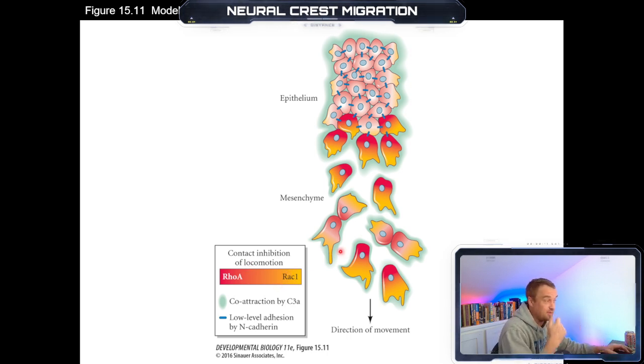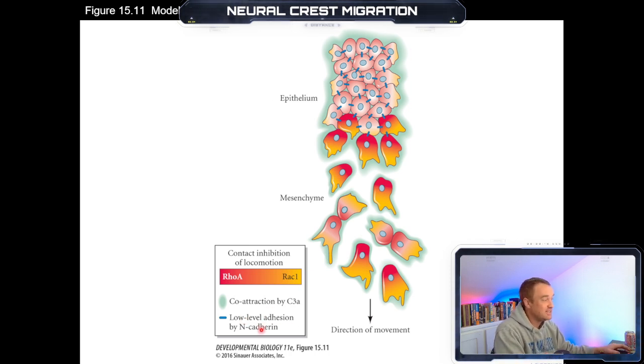This collective migration requires some amount of cell-to-cell adhesion, which we just talked about in the previous slide is usually not the case, right? If Snail2 comes in, we don't have cell-to-cell adhesion anymore. But this collective migration is mediated by a low level of N-cadherin, which are labeled as these blue receptors. So you can see here a low level of N-cadherin.